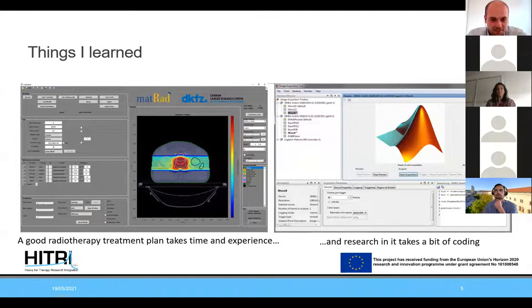It's not easy. What I have learned is that a good radiotherapy treatment plan takes time and experience. And researching it takes a bit of coding. I started with using just the MATRAD GUI. So for those who are just using the MATRAD GUI, don't worry, because I think the most important part during this school is to introduce yourself to how you can create a radiotherapy treatment plan.